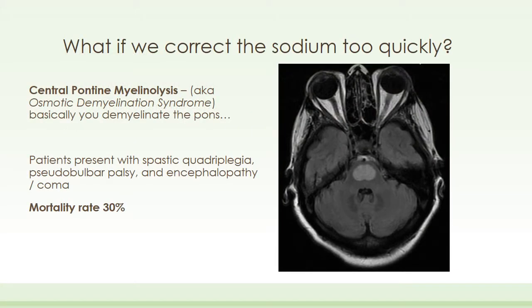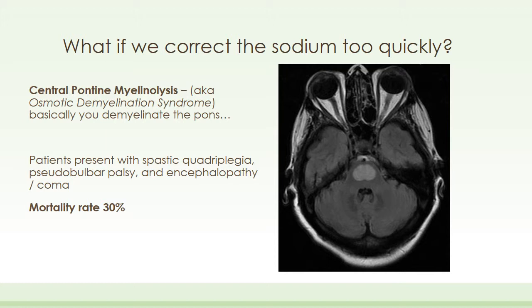Now, remember I said it makes a difference how fast the sodium changes. And if we, trying to correct these things, increase the sodium too quickly, like more than 8 to 10 millimoles per liter per day, we can cause central pontine myelinolysis. The rapid rise in sodium pulls water out of the brain cells, leading to the destruction of the myelin sheath and actually dehydrating the brain.